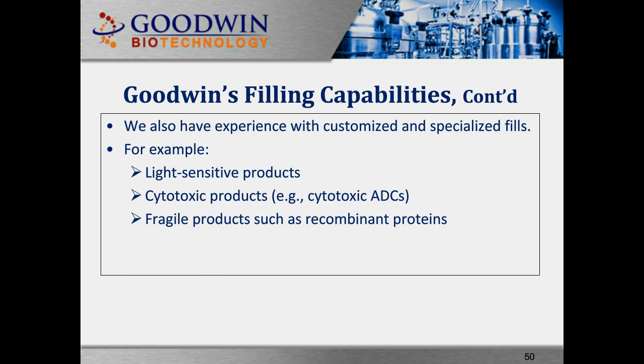Goodwin also has experience with customized and specialized fills, for example light-sensitive products, cytotoxic products, and fragile products such as recombinant proteins. Goodwin also has capability in cartridge filling.